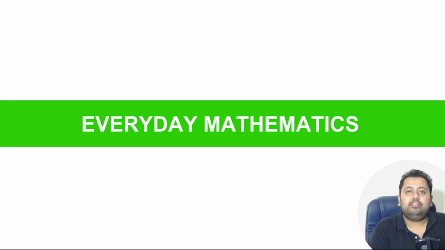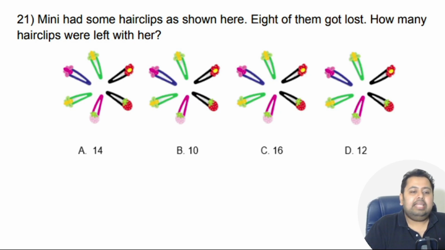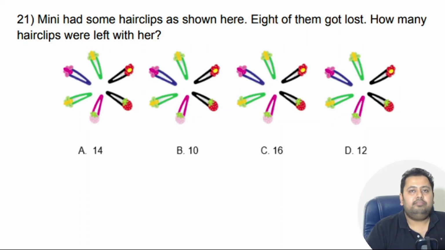And now we move to the next section, that is everyday mathematics. Everyday mathematics is where you get mostly simple addition and subtraction questions. Minnie had some hair clips as shown here. 8 of them got lost. So there are some hair clips that you can see, you have to count them out. How many hair clips were left with her?